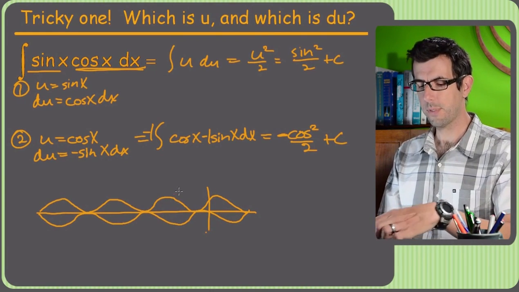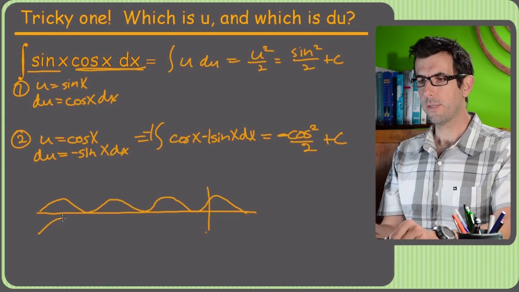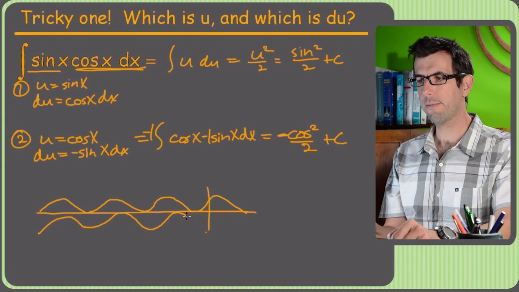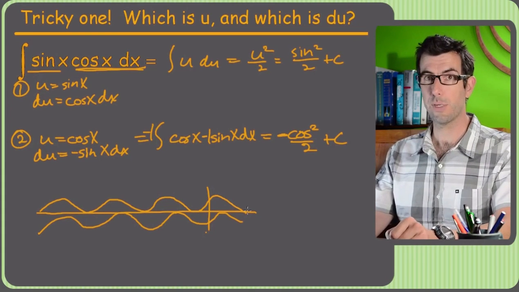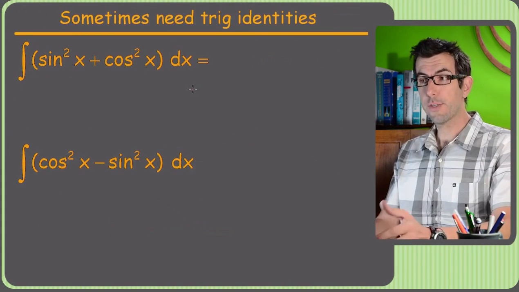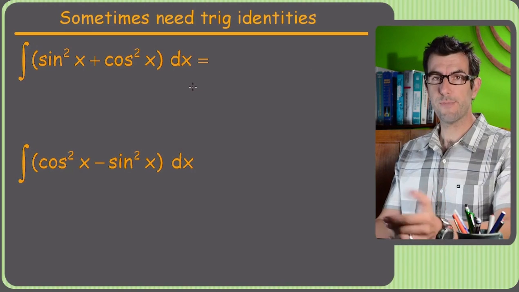And you end up, oops, that was the wrong one. So you just end up with the same graph underneath. Pretty sweet. All right, there's other times that you're going to need trig identities for sure.